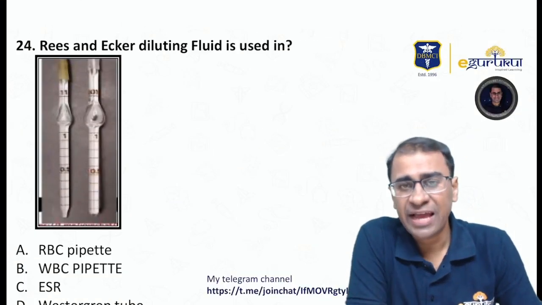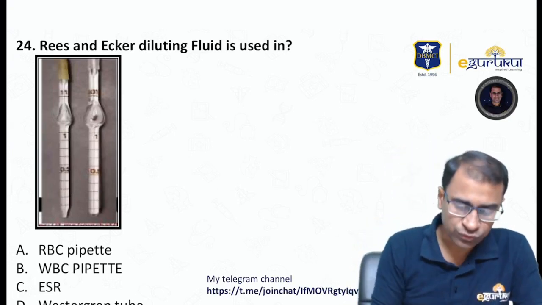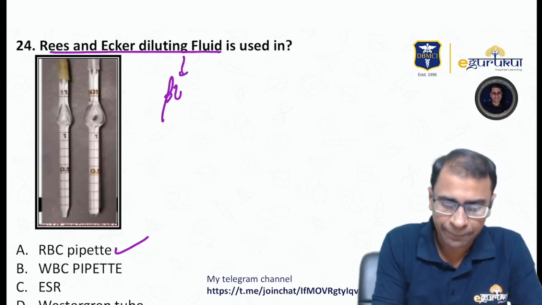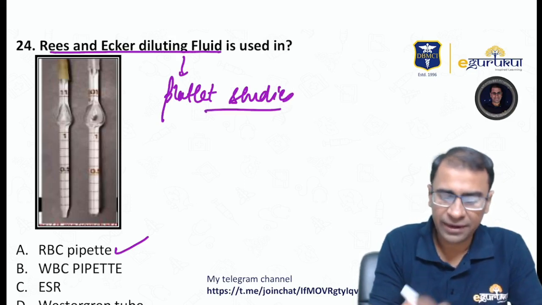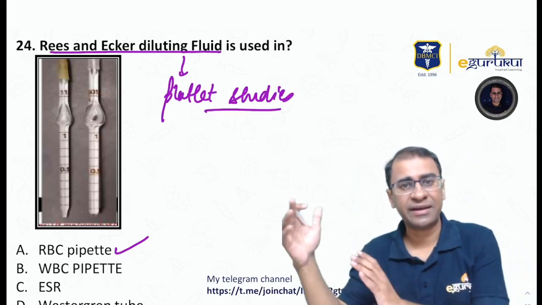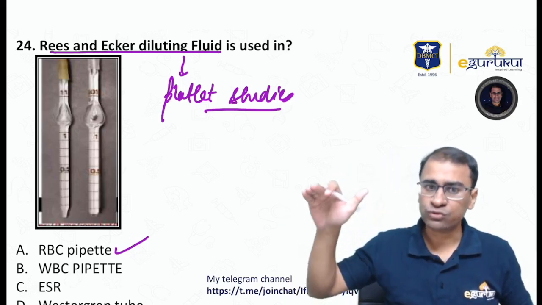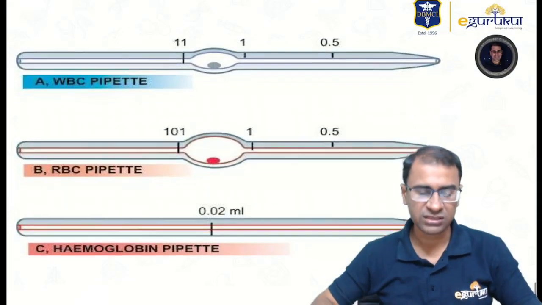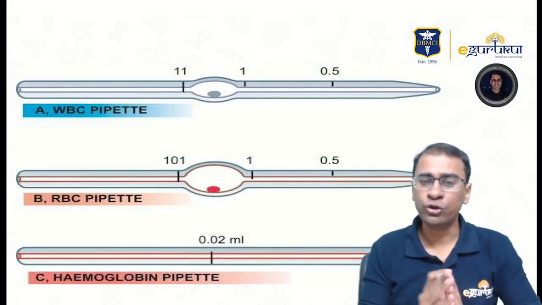Well, Rees-Ecker fluid is used for the RBC pipette. It is used for the RBC pipette because this fluid is used for platelet studies. Now remember guys, the number of platelets is in lakhs and RBC is in millions. So the one which is used for studying platelets will also be used for studying RBC. Well, these are the three types of pipettes which you must now know.